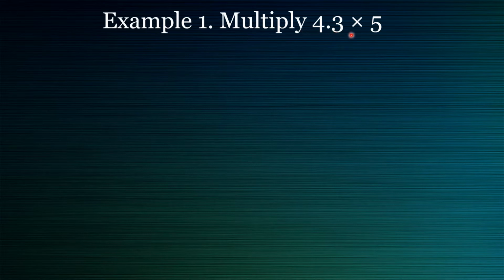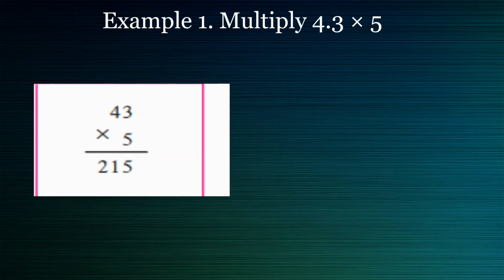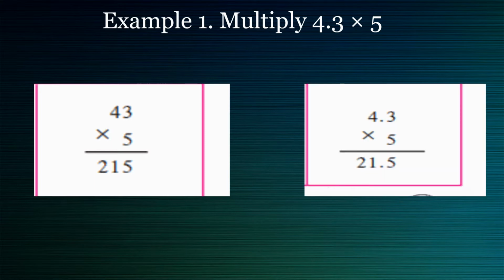Let's see one example. Multiply 4.3 by 5. Here first we will remove the decimals of the two numbers and then take the two numbers as whole numbers and multiply. So here we have removed the decimal point and written 43 multiplied by 5. When we multiply this, we will get 215. Now in the product, place the decimal point after leaving digits equal to the total number of decimal places. Here you can see we have placed the decimal point after one digit. So your answer will be 21.5. Like this you will do.